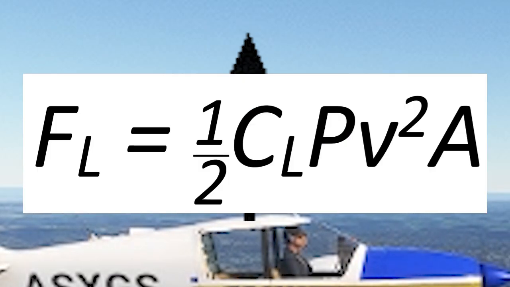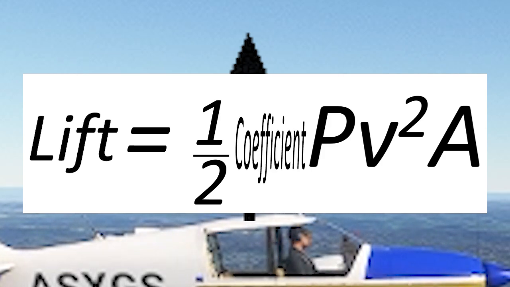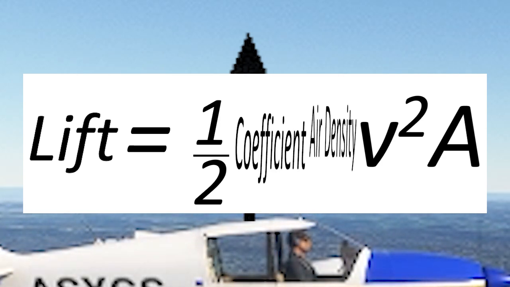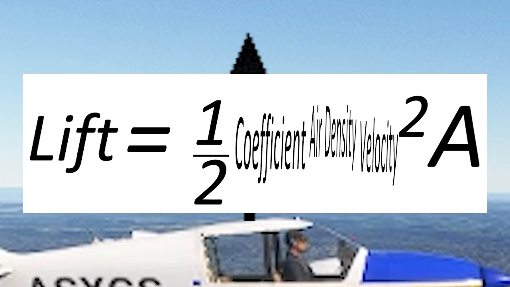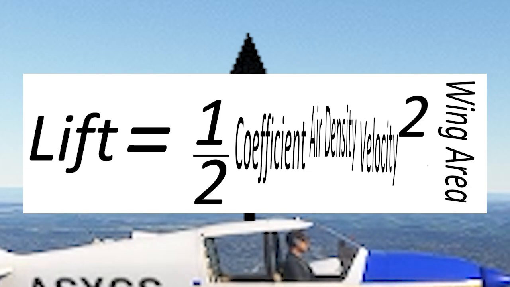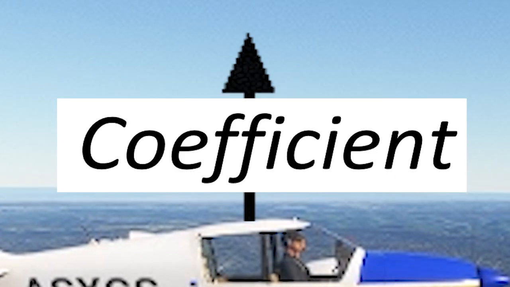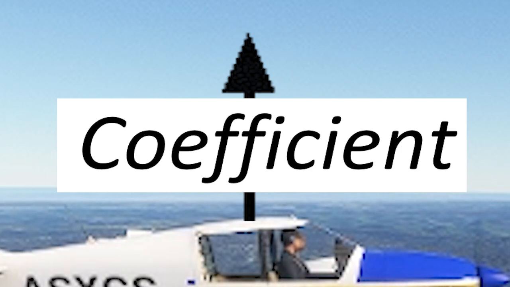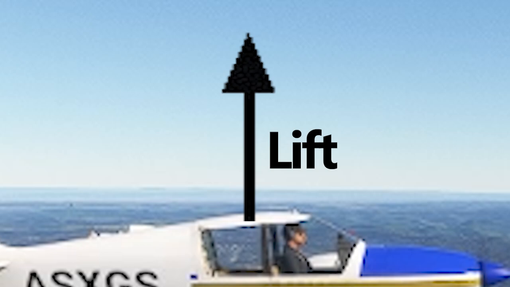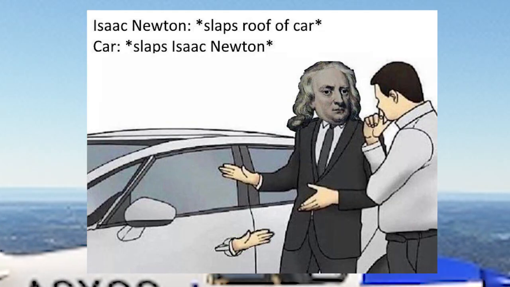This equation means lift is equal to half the coefficient multiplied by air density multiplied by velocity squared multiplied by the wing area. It can be noted that the coefficient contains all the complex dependencies and is usually determined experimentally. Lift is an example of Isaac Newton's third law, which states every action has an equal and opposite reaction.